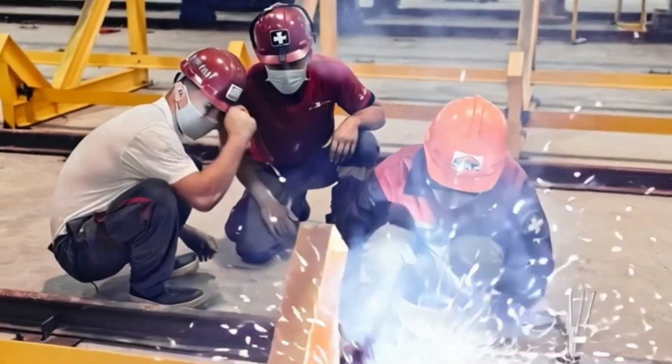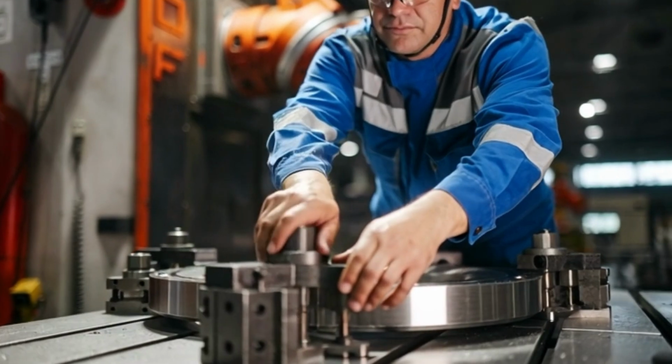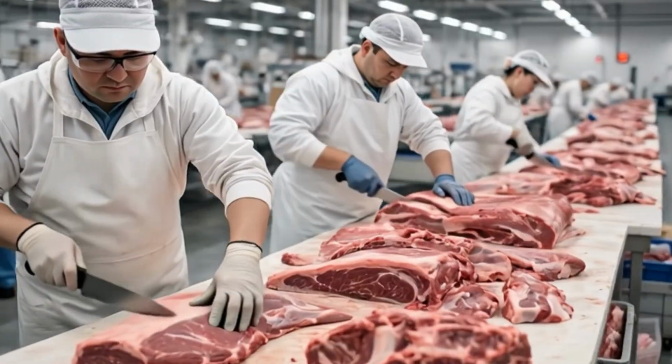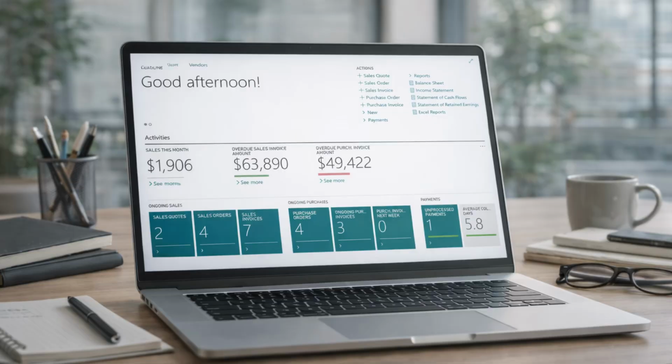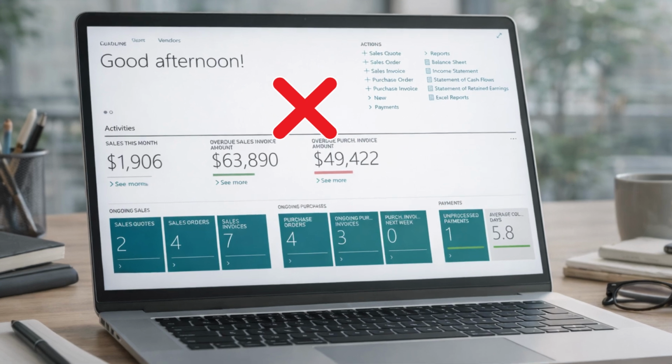Most manufacturing processes assemble products, but some do the opposite. They break them down into components. Think of meat processing, recycling, or woodworking industries. Out of the box, Dynamics 365 Business Central does not support product disassembly.